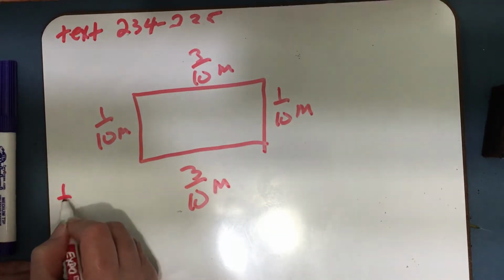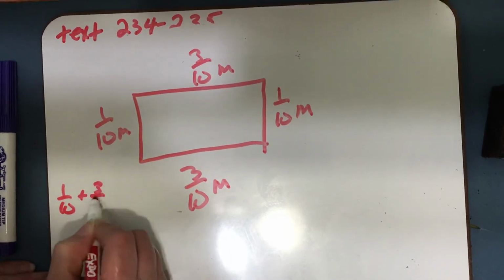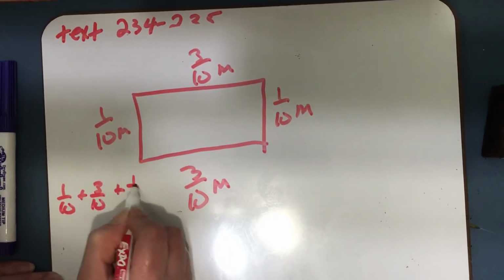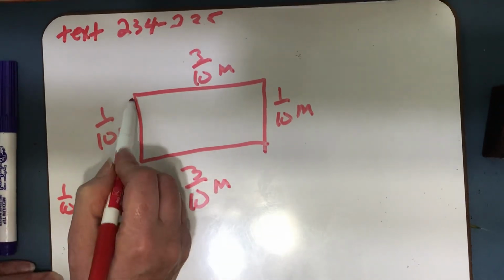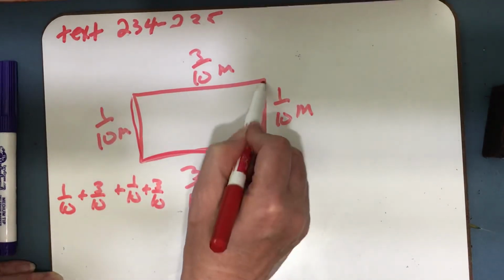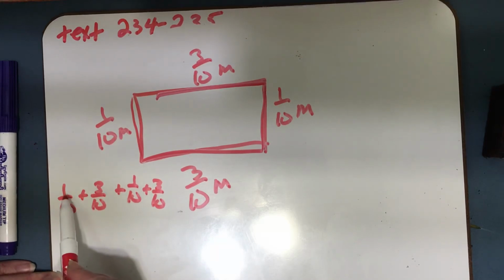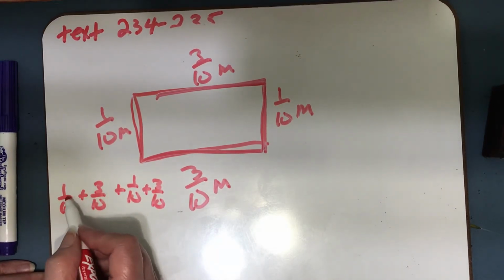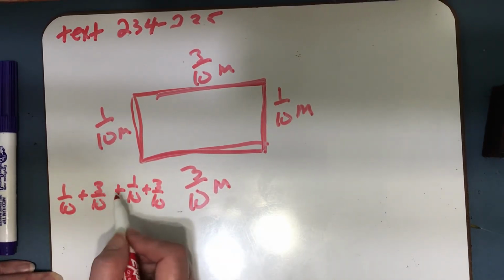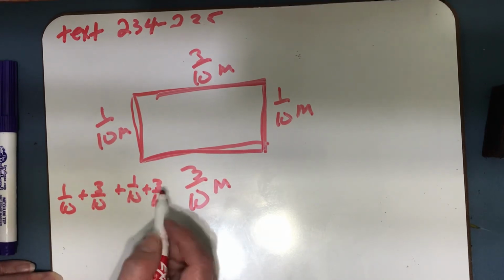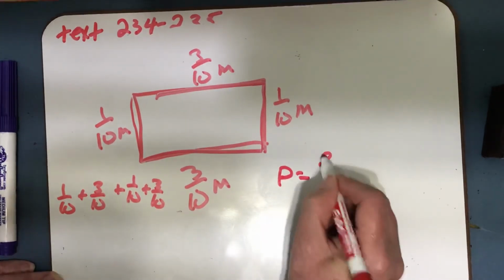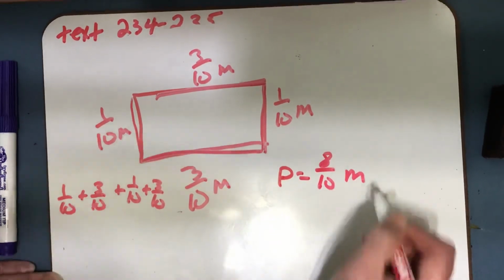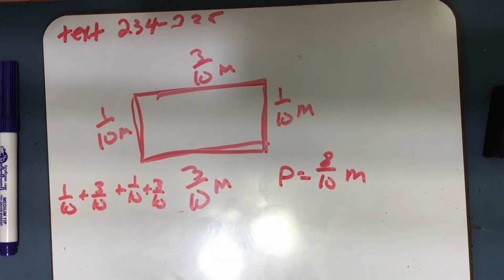So I have 1/10 plus 3/10 plus 1/10 plus 3/10. So I have all 4 sides that I need to add together. When I add that, that would be 8/10 because 1/10 plus 3/10 is 4/10 plus 1/10 is 5/10 plus 3/10 equals 8/10. So the perimeter equals 8/10 meter, which is less than 1 meter.